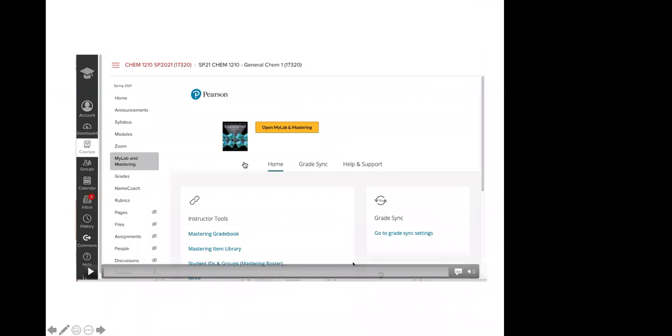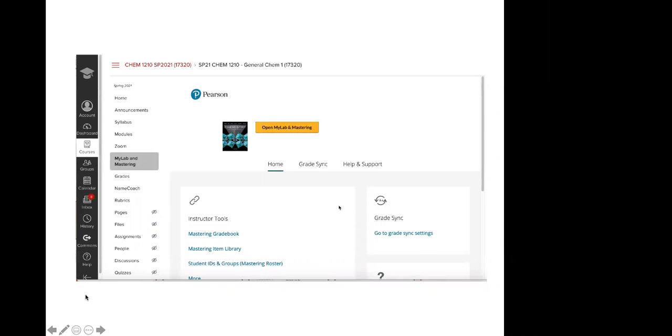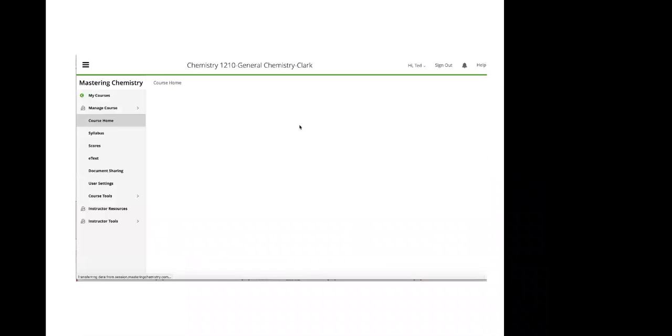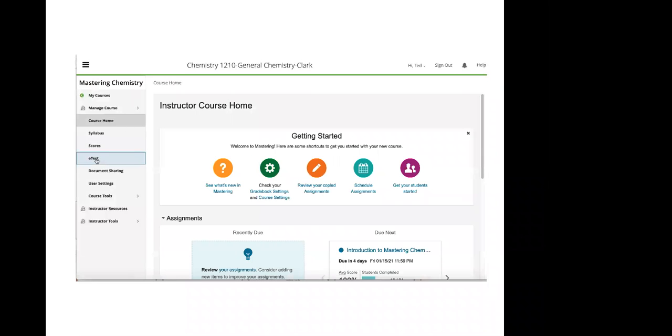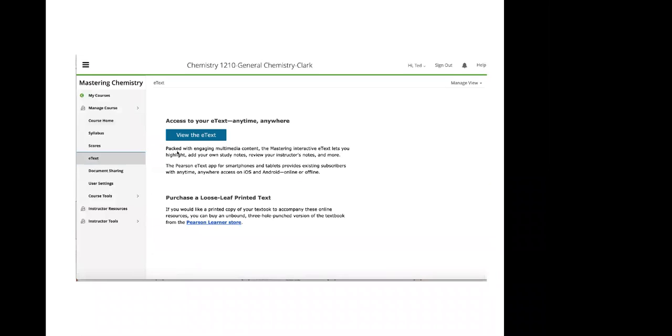Now, if you haven't yet done so, I want to give you a little bit of insight about the e-text. So when I go to Carmen and click on my lab and mastering, this is what my page looks like. This is going to be pretty similar to what you have. This is what I use to access the e-text. So when I click on my lab and mastering, it gives me the option of clicking on the e-text. I'm using Firefox here, at least with mine, I find that works better.